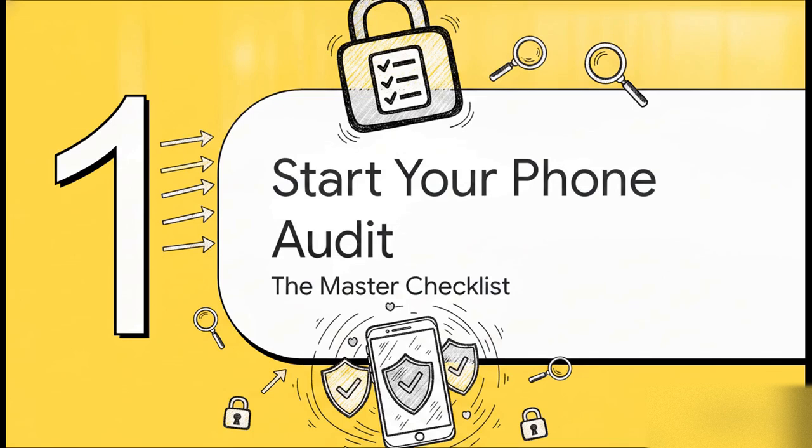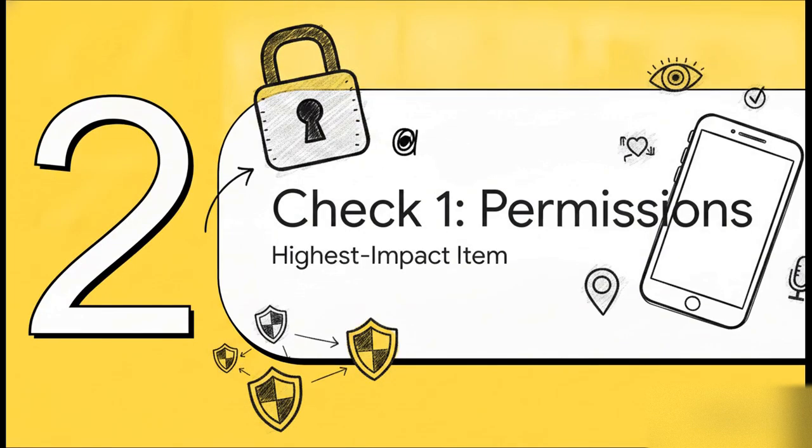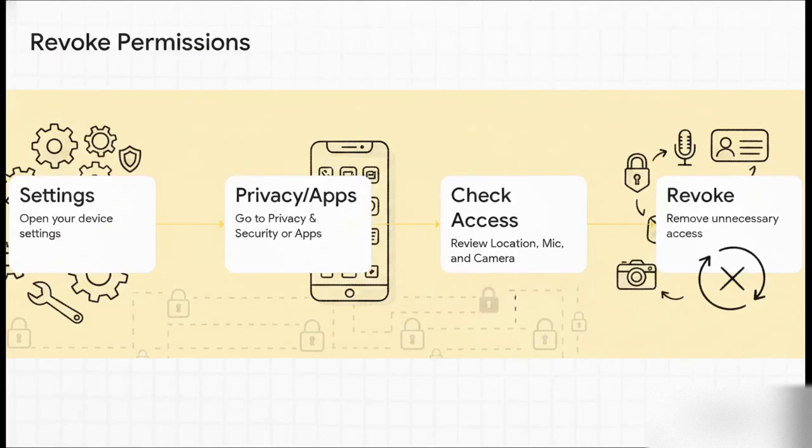So let's start your phone audit right now with the master checklist. This is everything from the last 4 weeks compressed into one quick walkthrough. Check number 1 is app permissions, and this is without a doubt the single highest impact item on this entire list. Let's do this together right now.